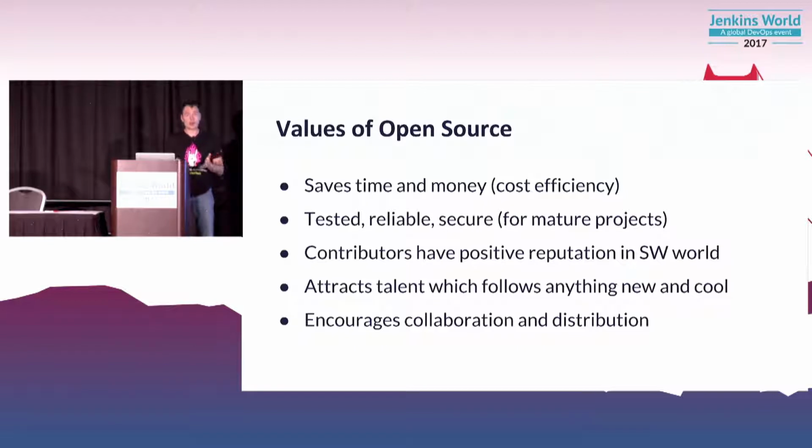The values of open source, as we know them, are pretty simple. It offers cost efficiency by saving time and money. Open source projects are considered tested, reliable, and secure, and this is true only for mature projects. For young projects, it's not true. Your goal when thinking of making open source projects successful is to reach the point when you are mature and your project is tested, reliable, and secure. This is one of the main problems for an open source project: to get out of that early phase, because one of the weak parts of open source is also being untested, unreliable, and arguably insecure.